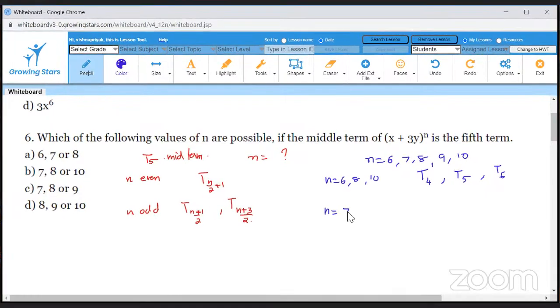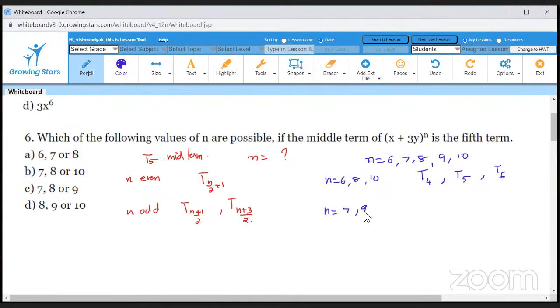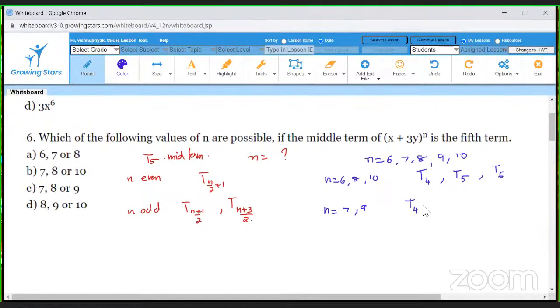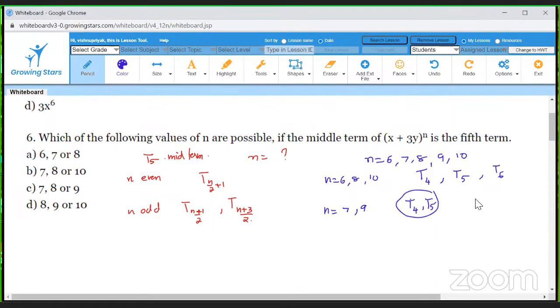If n is odd, 7 or 9, only odd numbers, then what are the middle terms? 7 plus 1, 8 by 2, 4th. And 7 plus 3, 10 by 2, 5th. These two. Then if n is 9, 9 plus 1, 10 by 2, 5th. 9 plus 3, 12 by 2, 6th. These two are the middle terms.